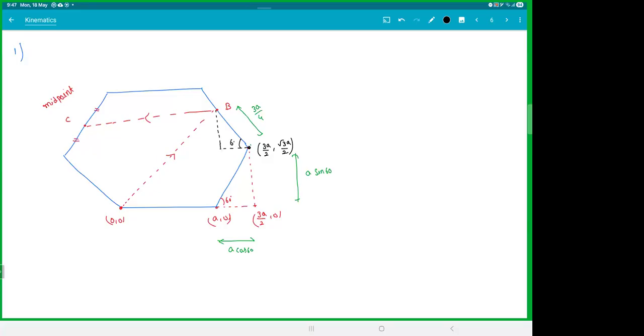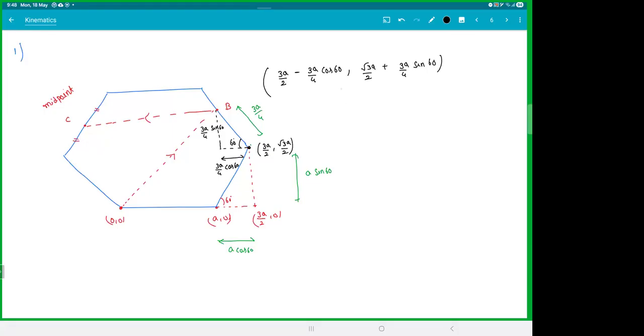This angle is again 60 degrees. Agreed? That's again 60 degrees. How much was this length then? That will be 3a by 4 cos 60. This is 3a by 4 sin 60. So B's coordinates will be 3a by 2, and you're going backward, 3a by 2 minus 3a by 4 cos 60, comma root 3a by 2 plus 3a by 4 sin 60.